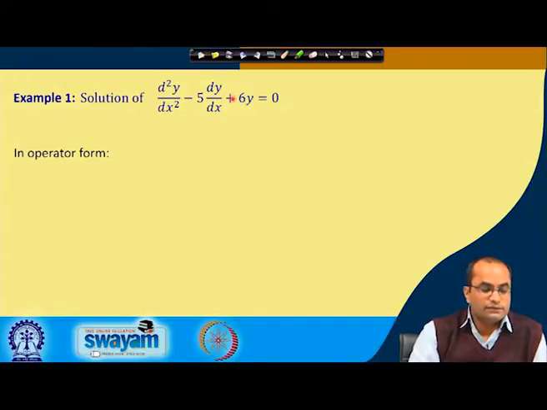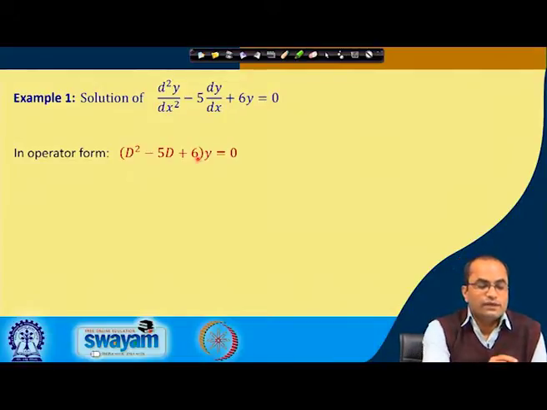As a first step, we need to write down this equation in the operator form. So, we have D square minus 5 times D plus 6 operated on y is equal to 0.